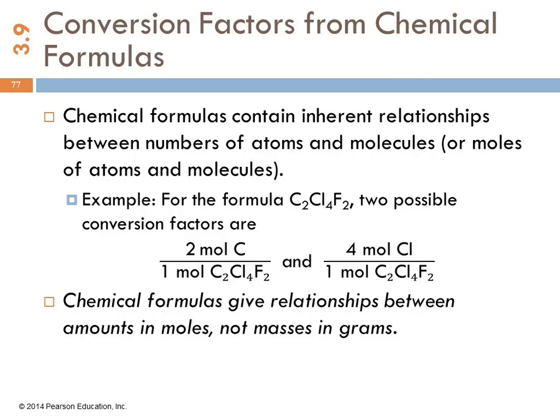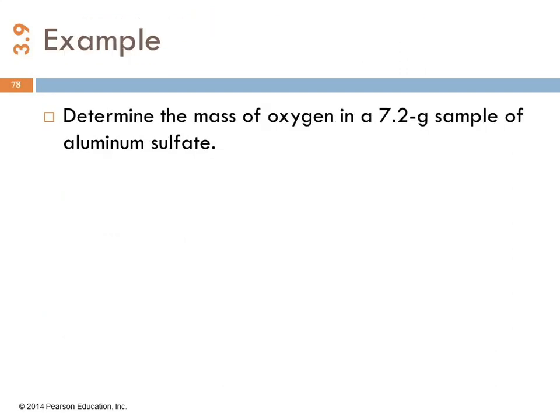And there are others. Now, it's important, these chemical formulas give relationships between amount in moles, or they could be done in terms of numbers of atoms and molecules, which is just not that useful. But this does not give us relationships of masses in grams. Okay? Does not give us masses. So determine the mass of oxygen in a 7.2 gram sample of aluminum sulfate.